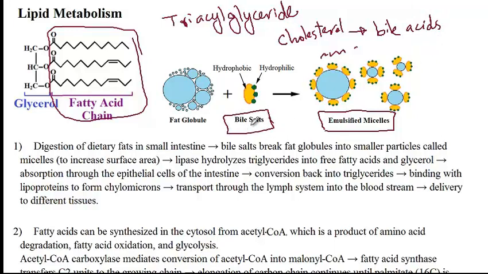And the purpose of this conjugation is that conjugation of glycine or taurine decreases the pKa of bile salts, as a consequence of which, because the pH of the intestine is higher than the pKa of these molecules, they would be ionized, and so they would function more effectively in separating the micelles from the fat globules. Alright, so moving on.